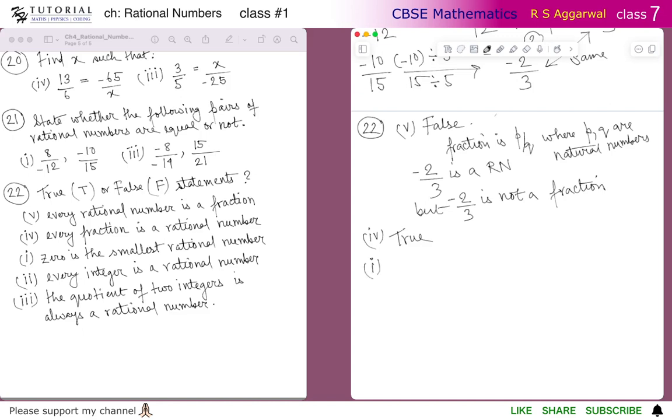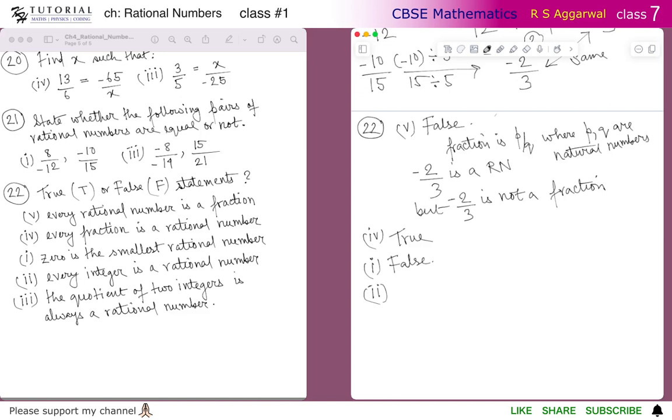0 is the smallest rational number. This is false. 0 is not the smallest rational number. Rational numbers can also be negative fractions, and there is no end to smaller rational numbers, because on the number line I can go to the extreme left. I can keep on moving to the left. It's endless. So there is no smallest rational number. Actually, the answer is there is no smallest rational number.